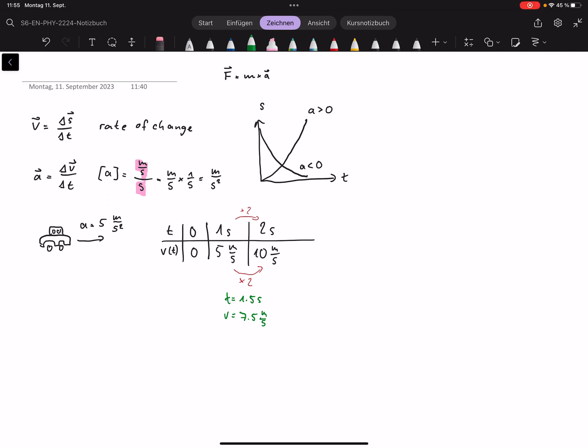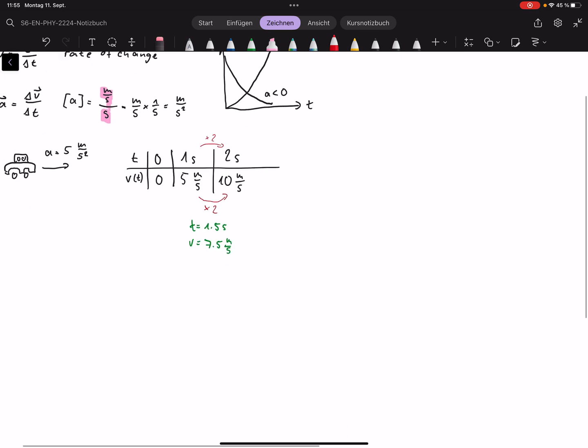Now if we draw a t-v diagram of that situation, it will be a straight line. So after 1 second, we have a velocity of 5, and after 2 seconds, we have the velocity of 10. And here we can see already a lot of similarities between the velocity and the acceleration.